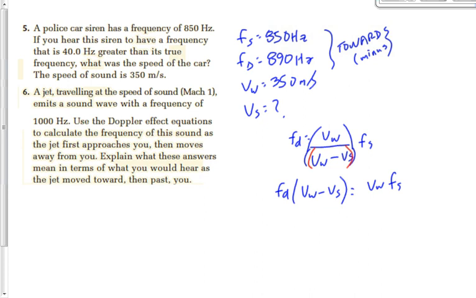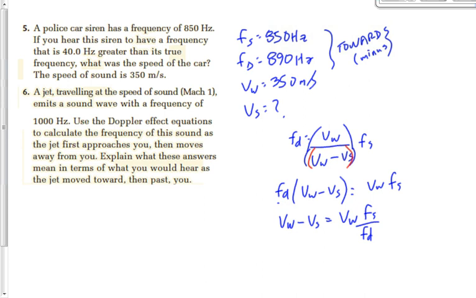What are we going to get rid of next? Yep. Good. We're going to divide by Fd. So it becomes Vw minus Vs equals Vw times Fs over Fd. Looking better all the time.